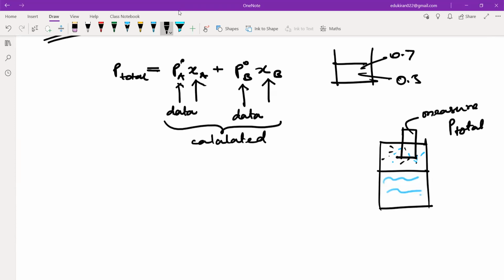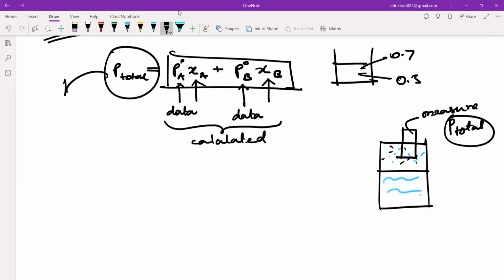You take P naught A of one thing, chi A of the other thing, plus P naught B of other thing, and chi B of other thing. Then you measure the P total. So you will get a P total from this, which will be calculated, and then you will get an experimental P total that you will measure. समझ में आ रही है बात? Yes or no? Please tell me. There is something which is calculated. There is something which is experimental, which is measured. Can all of you see that? Yes or no? Yes, sir. Right?